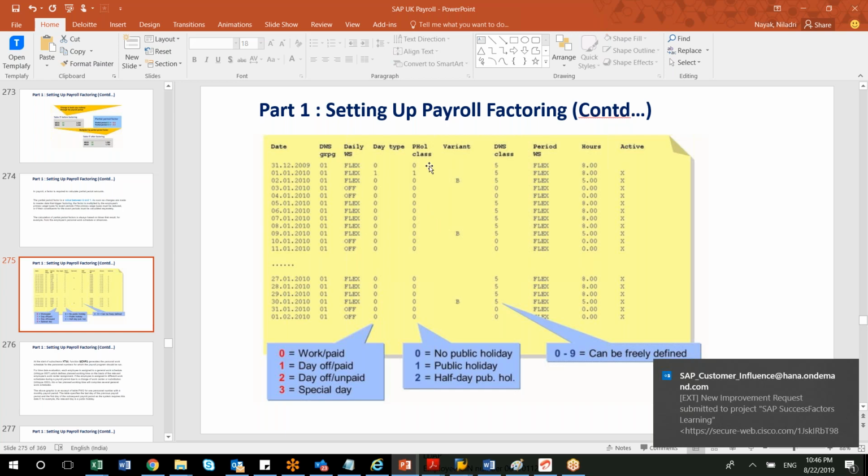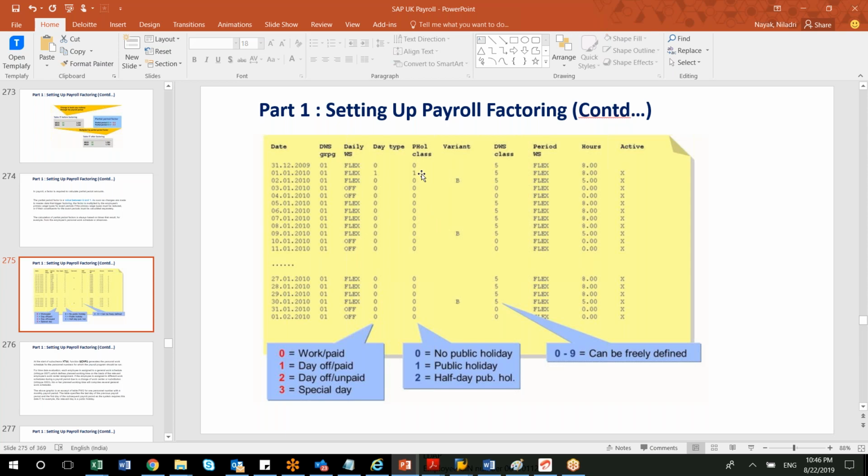In the public holiday classes, if it is a public holiday it is 1, and if it is 0, it is no public holiday. Those things it will take from here. So the system reads this from your entire DWS. But in this scenario we have captured the number of working days only, not the number of hours.